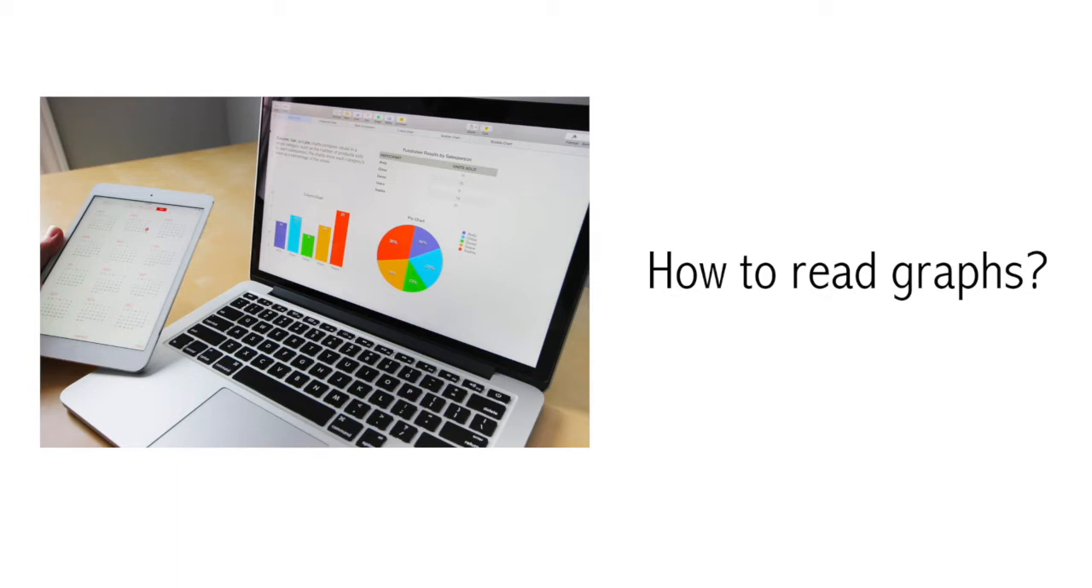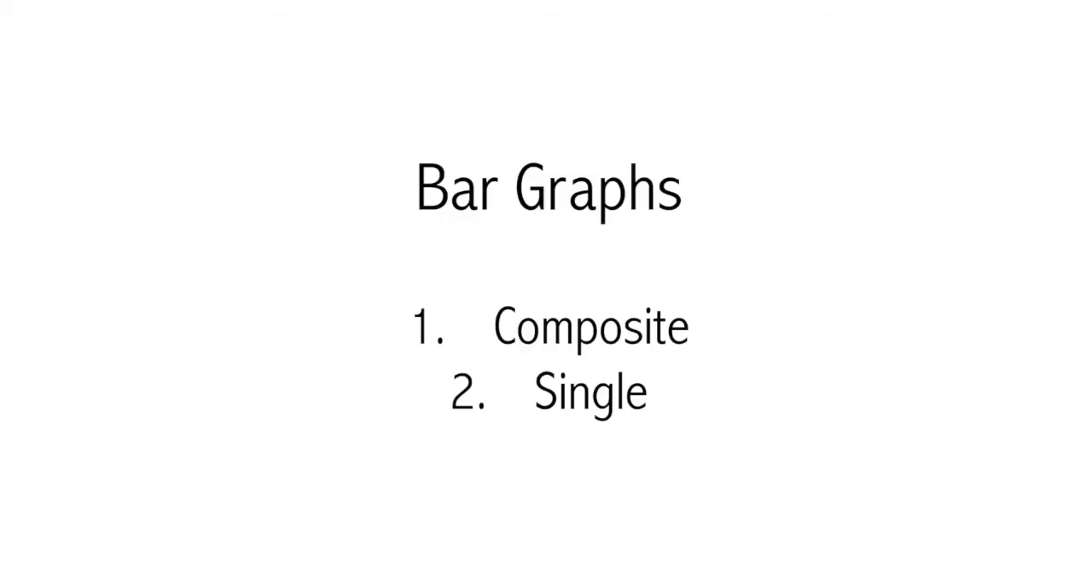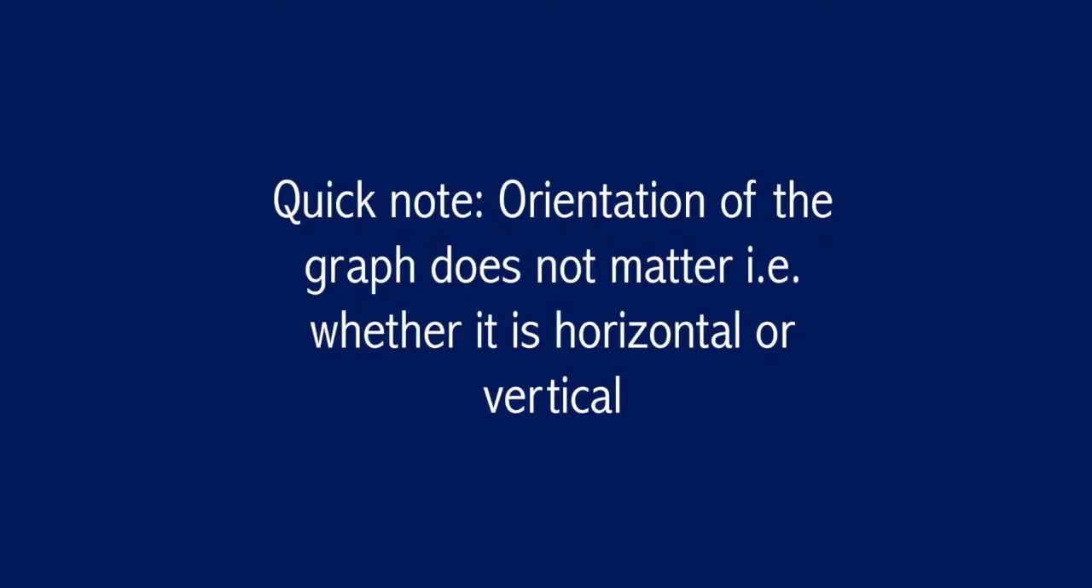Now, how to read graphs. This once again is going to be, as I said earlier, a very basic tutorial, and it's something most of you probably already know because the data questions are one of the scoring points in your SAT, but here we go. Bar graphs, I like to describe them as coming in two types, either composite or single. A quick note over here that the orientation of the graph does not matter, so whether it's horizontal or vertical, it does not make a difference in terms of answering the questions, and it really doesn't in all cases for your SATs.